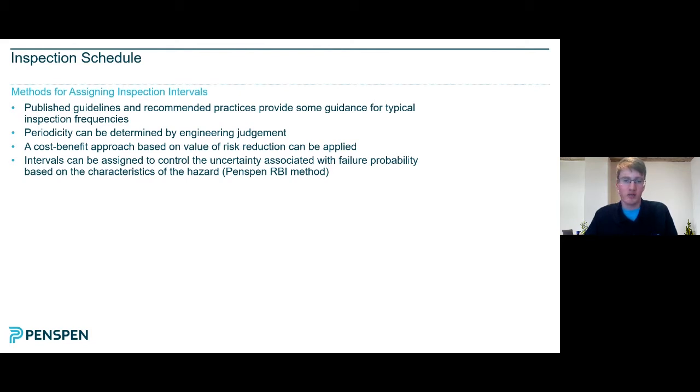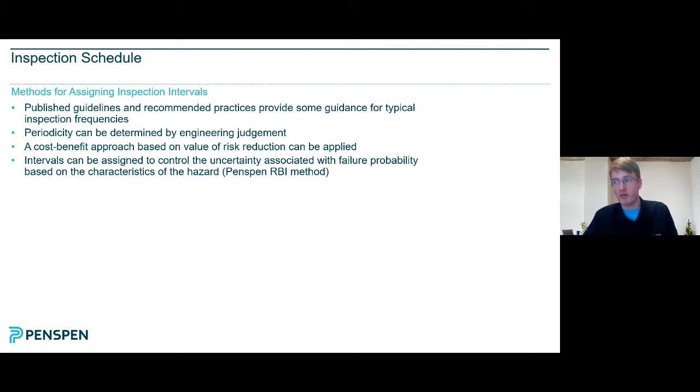There's published guidance available in terms of what is an appropriate inspection interval, and there's recommended practices as well. There's plenty of engineering judgment that can be used there as well, which is perfectly acceptable within the legislation in the UK. There's plenty to be said for experience in terms of knowing the risks and understanding when inspection and other maintenance activities need to be performed.